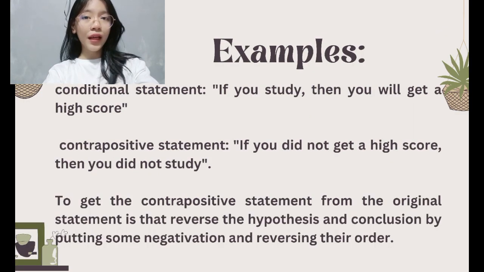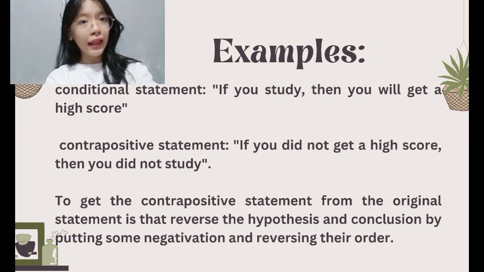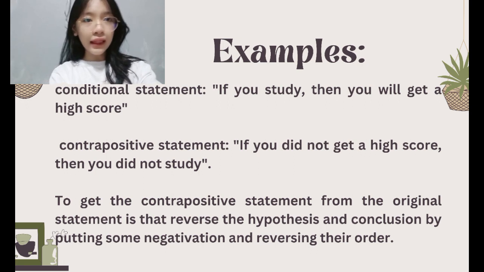For example, the conditional statement is, if you study, then you will get a high score. The contrapositive statement is, if you did not get a high score, then you did not study. To get the contrapositive statement from the original statement, reverse the hypothesis and conclusion by putting some negation and reversing their order. So, sa example natin, nakita mo yung pagkapalit-palit nila. So, parang converse statement lang siya, kaso may negation na.